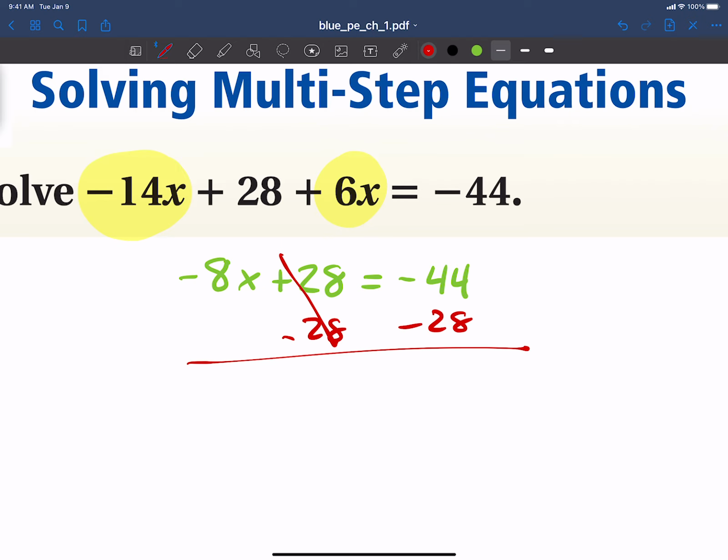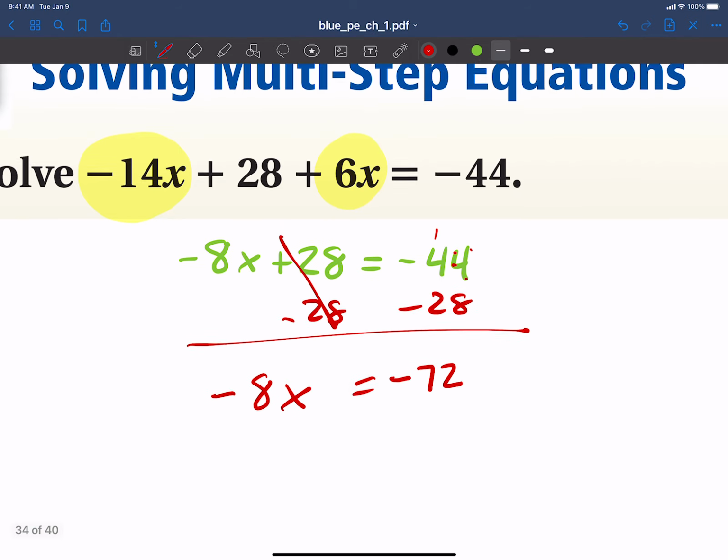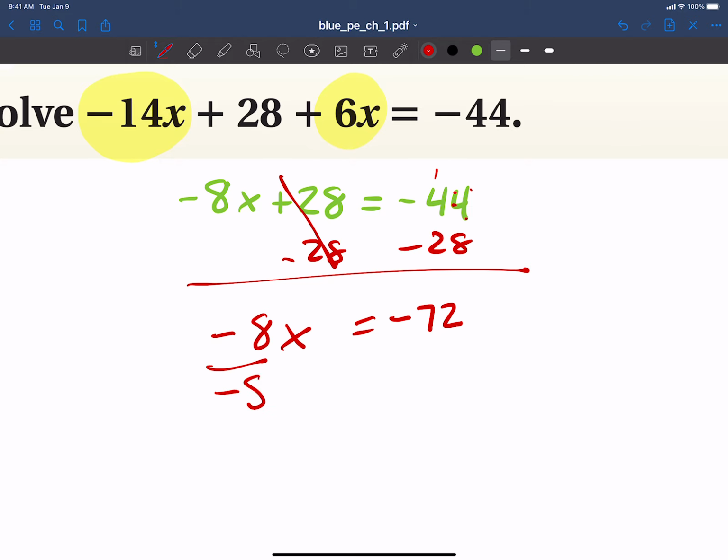Signs are the same, so I just add. Negative 72. Do you guys agree? Negative 8x equals negative 72. So divide by negative 8 on both sides. Negative 8 over negative 8, that's one whole. It goes bye-bye.